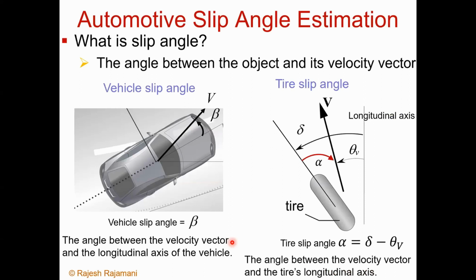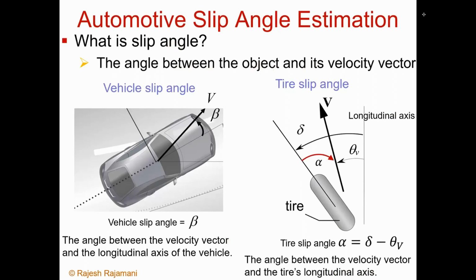Okay. So then I come to the final part of my talk. I just want to show you an example of how a nonlinear observer can be used for an automotive slip angle estimation application. So first of all, what is slip angle? Slip angle is basically the angle between an object and its velocity vector.